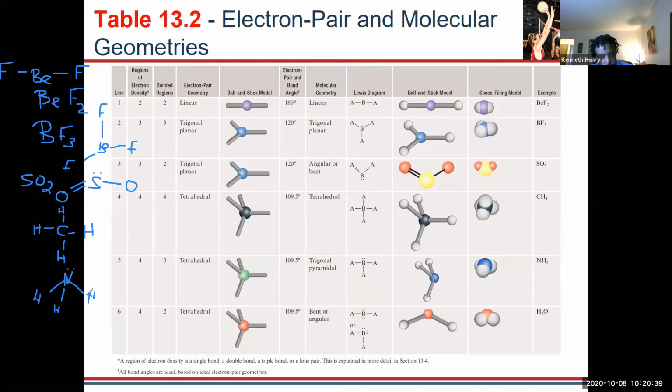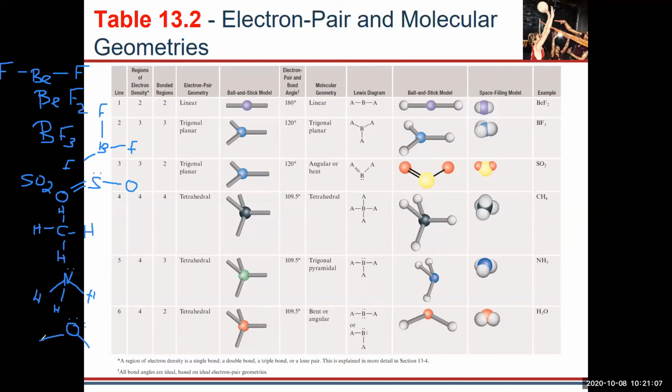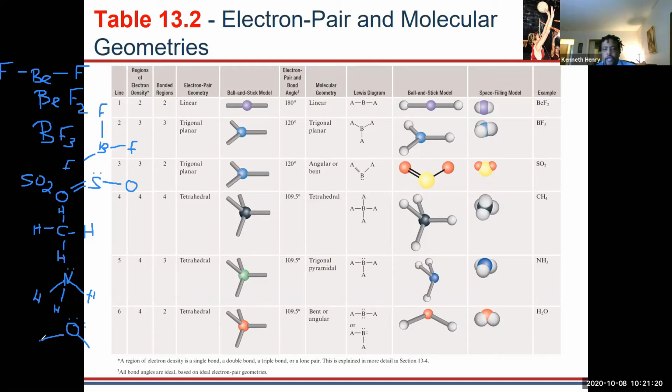Okay, so in the last case, we have water, H2O. So oxygen has two lone pairs up top. So it's like this. What is the electron pair geometry? Tetrahedral. And then what is the molecular geometry? Bent or angular. Okay? Do you guys get that? Yeah. Okay.